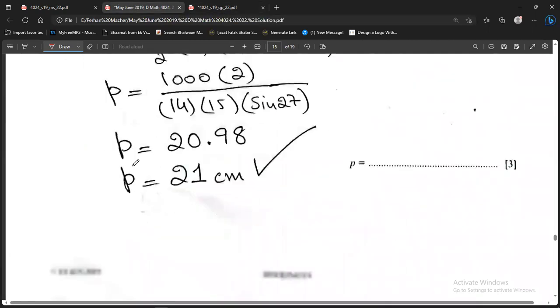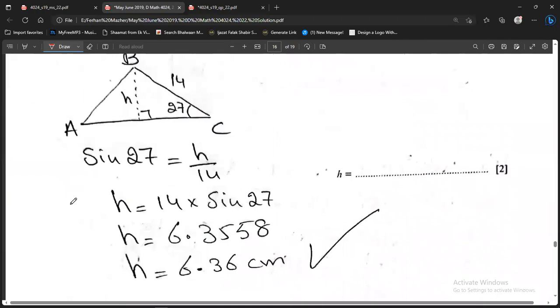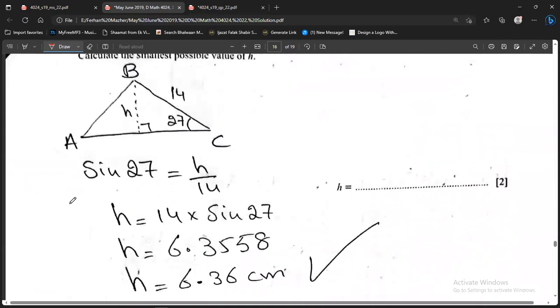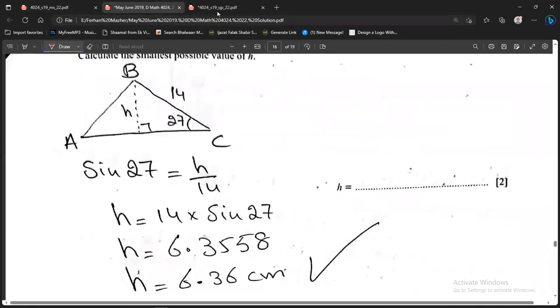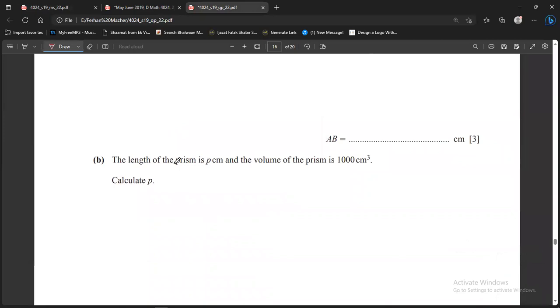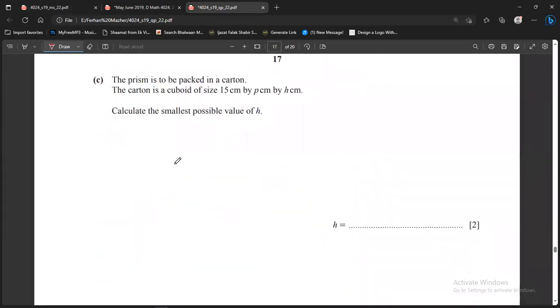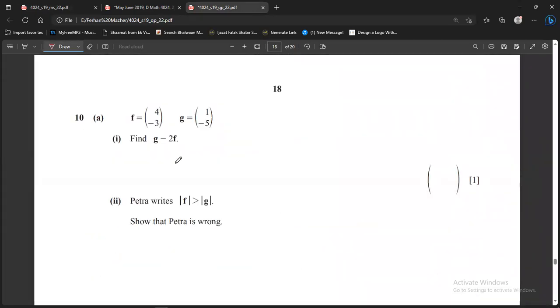I will apply the simple sine. So the sine of 27 will be equal to the perpendicular divided by the hypotenuse. So the height will be equal to 14 multiplied sine 27, that will be 6.3558, and that will be 3.36 centimeters. So our answer is right, sir. So that is question number 9. Hopefully you understand.